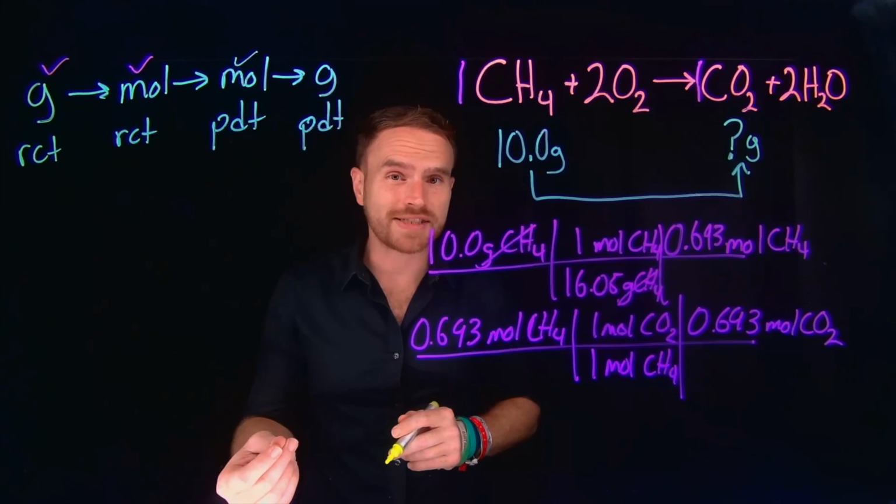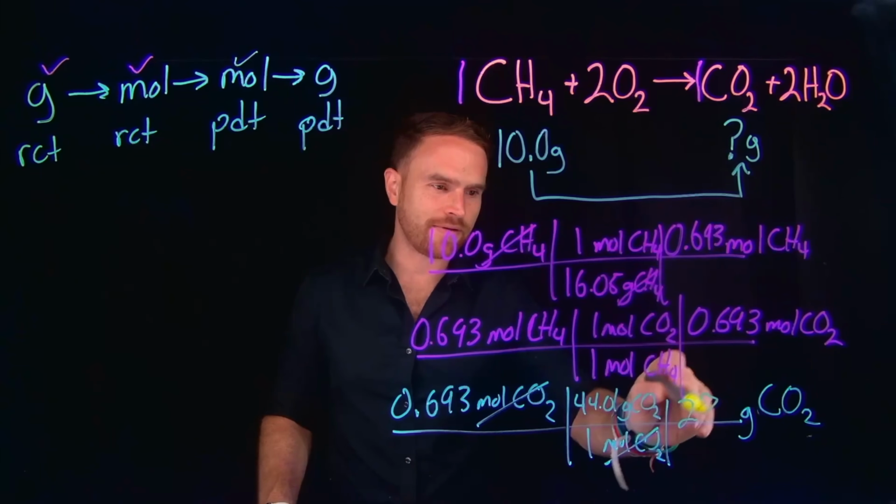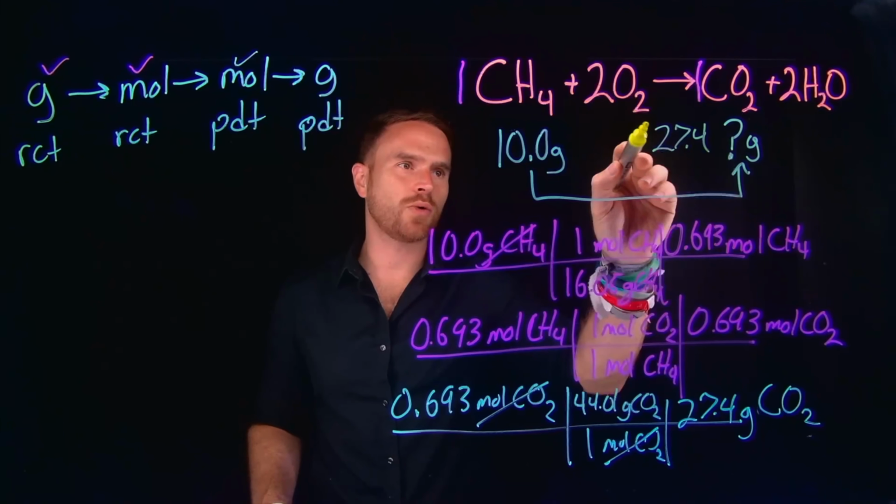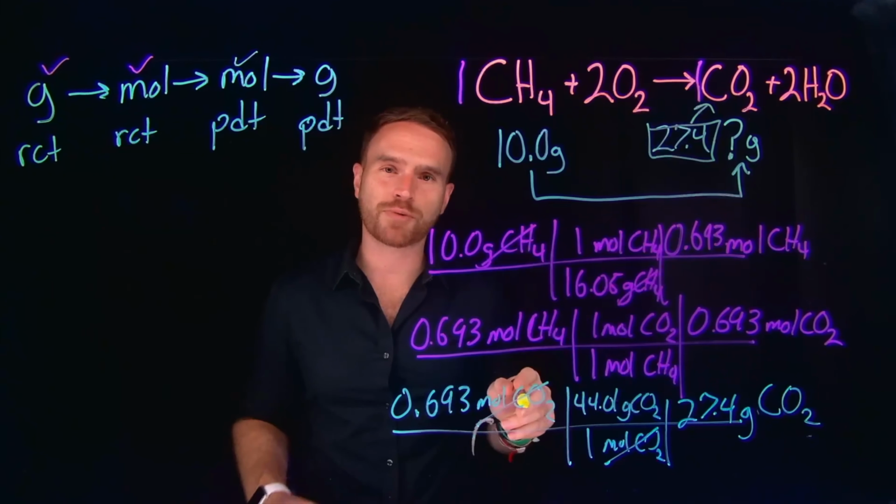So then if we take our 0.693 moles of CO2 and use the molar mass as our new conversion factor, where there are 44.01 grams of CO2 for every 1 mole of CO2, then we can complete this calculation by canceling out moles and seeing that we'll only end up with grams of CO2 in our final product. And once you plug these values into your calculator, you see that you get a value of 27.4 grams of CO2. So 27.4 grams is going to be our final answer for how much CO2 is produced from 10 grams of CH4.